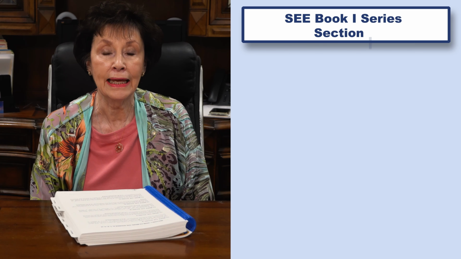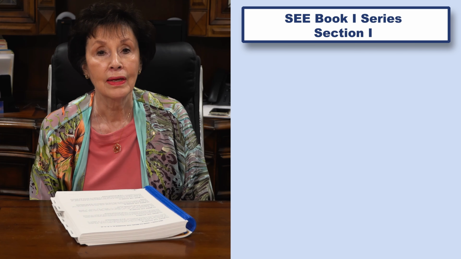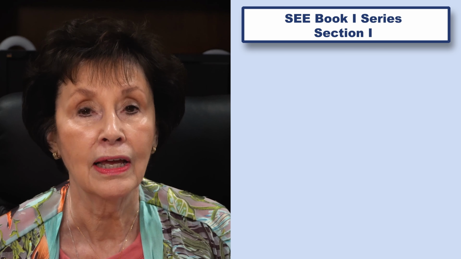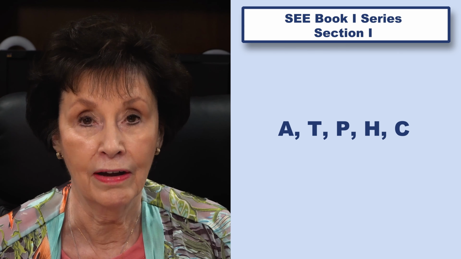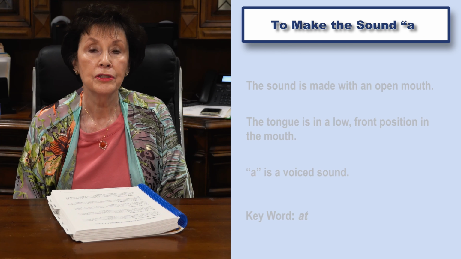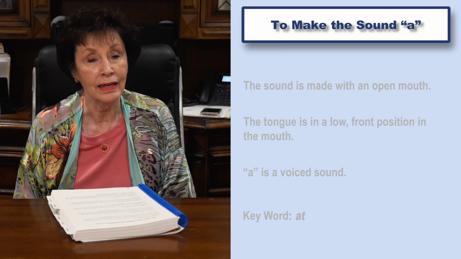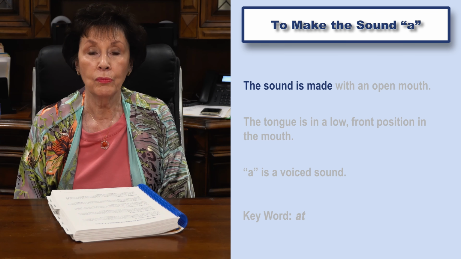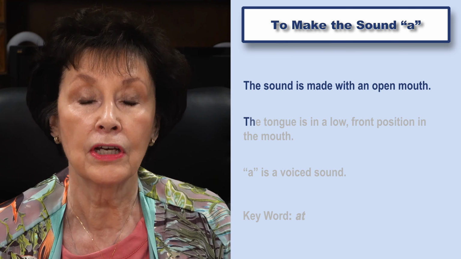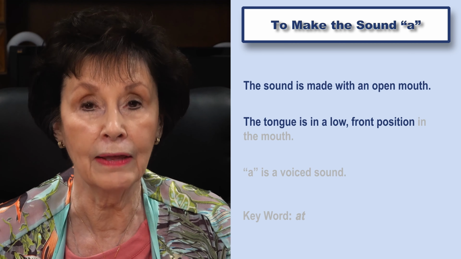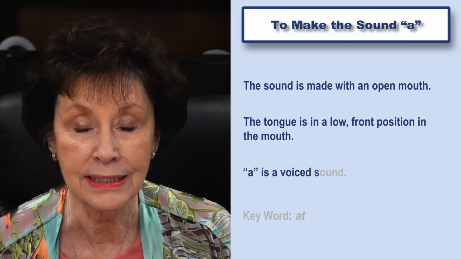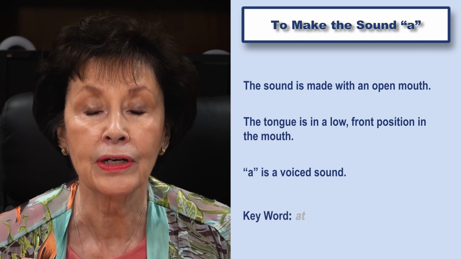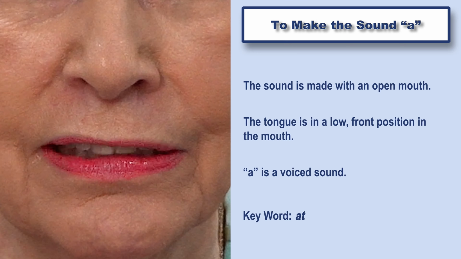In Book 1 Beginning and Intermediate, in Section 1, the letters and sounds A, T, P, H, C are covered. To make the sound of the letter A, the sound is made with an open mouth. The tongue is in a low front position in the mouth. A is a voiced sound, and the keyword is at.